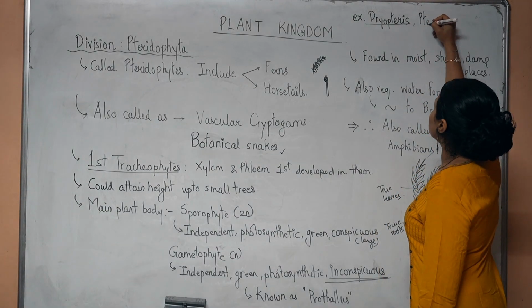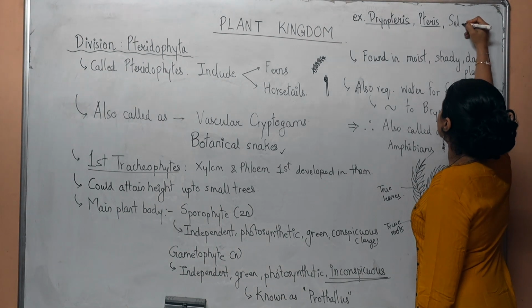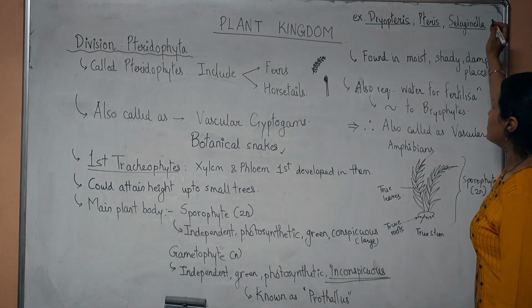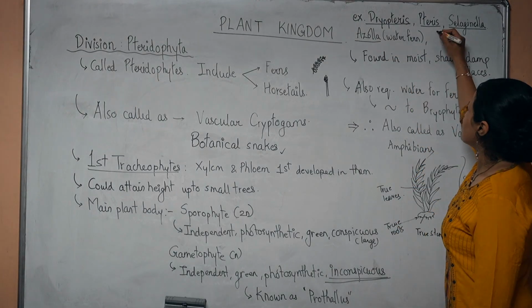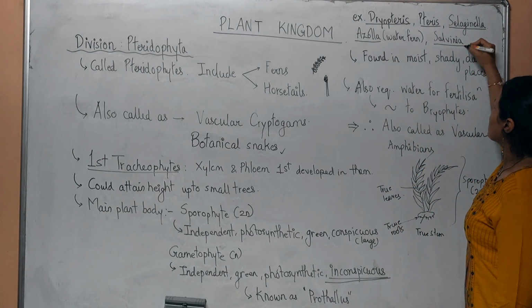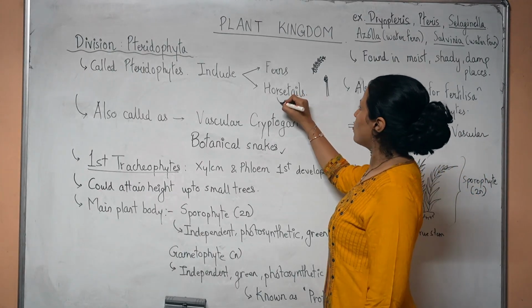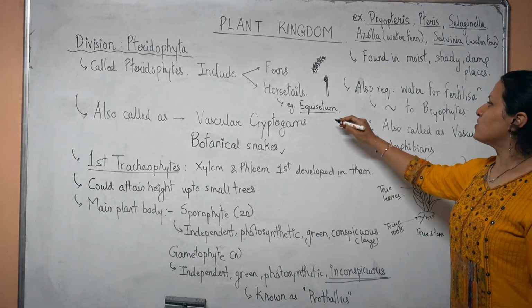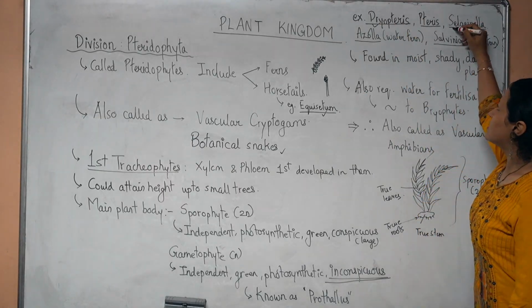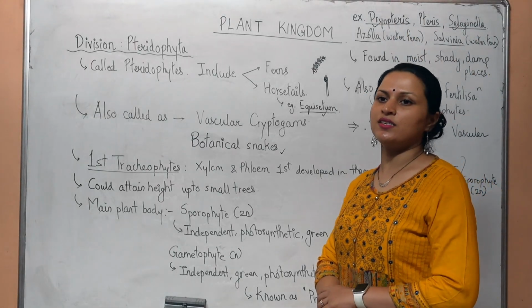Then there is Pteris. There is one called Selaginella, which are ferns. Then there is Azolla, a water fern. There is one called Salvinia, which is also a water fern. An example of a horsetail you can cite is Equisetum. Diagrams of Equisetum, Bryopteris, Selaginella are there in NCERT. Please have a look at them.